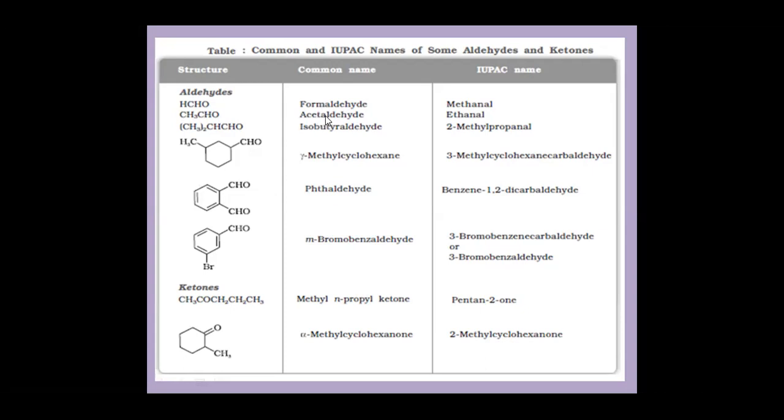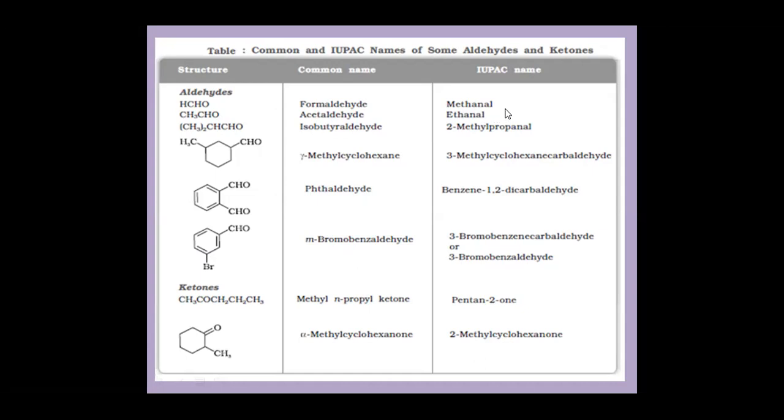So this is acetaldehyde. And this is an aromatic aldehyde. This is the alpha, beta, gamma positions. Gamma methyl cyclohexane carbaldehyde. You can add the word carbaldehyde to the cyclic ring of aldehydes, even aromatic aldehydes. Then this is phthalaldehyde, derived from phthalic acid: -ic acid is replaced by aldehyde. And this is ortho, meta, para. So this is the meta position, meta bromobenzaldehyde. These are the common names of aldehydes.